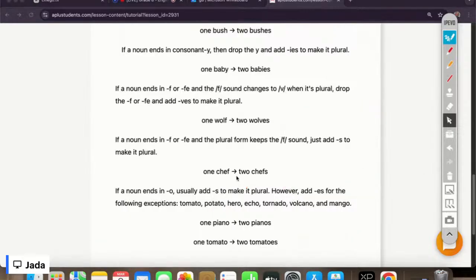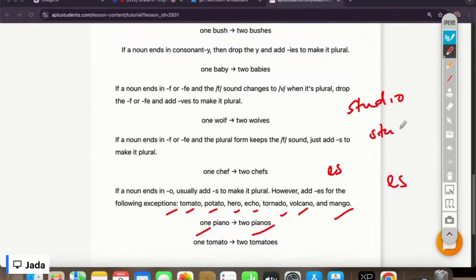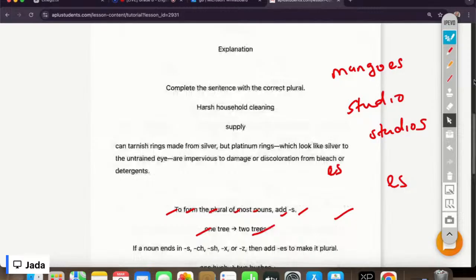Okay. If it ends in o, usually you have to add s to make it plural. However, add es for the following exceptions like tomato, potato, hero, echo, tornado, volcano, and mango. For these, you have to add es. Just like one piano, we have two pianos. It could be a studio and we would have what, studios. But if you have these exceptions, it has to be what, mangoes. Okay. All right. Let's look at the examples.